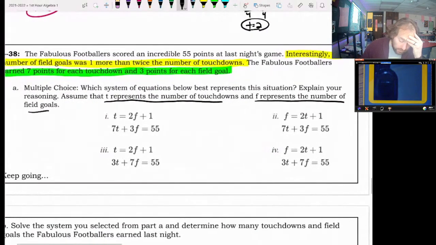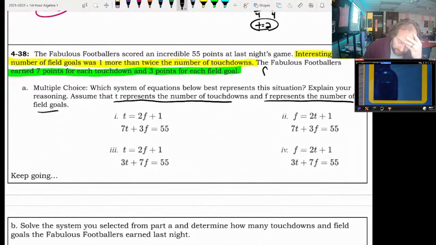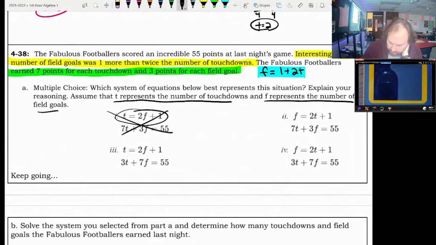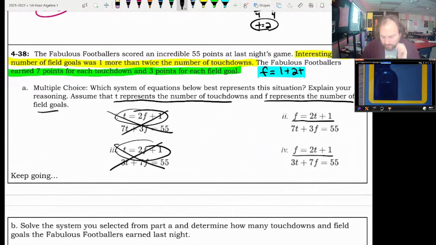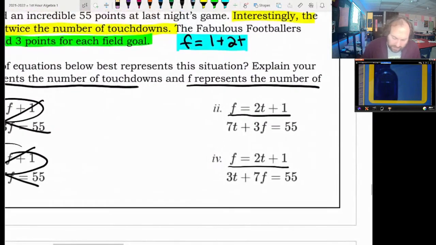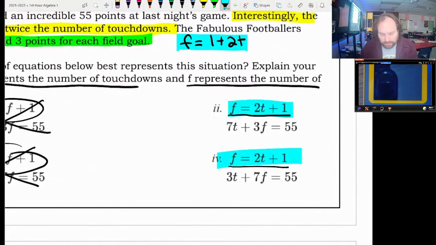In yellow, the number of field goals was F equals 1 more than twice the number of touchdowns, 1 plus 2T. So I'm looking for this sentence in my multiple choices. I notice that that is backwards, so it's not number 1. Number 2 has it. F is 2t plus 1. Number 3 also has it backwards, so it's not number 3 either. And so it could be number 2 or number 4. Both of those have that same sentence, just a little bit reversed. 2t plus 1, 1 plus 2t, the same thing.